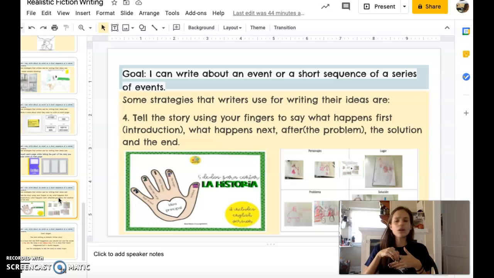You can all do this. You are all very talented writers, and I believe in you. So you're going to choose one of your ideas, and then you're going to choose a strategy, and you're going to practice the strategy and send it to me on Seesaw.